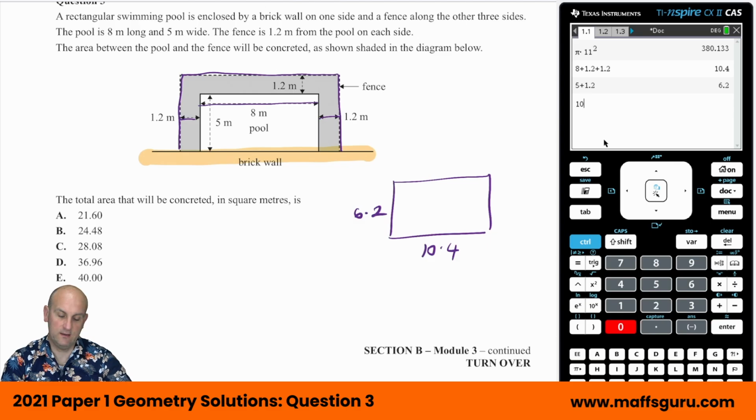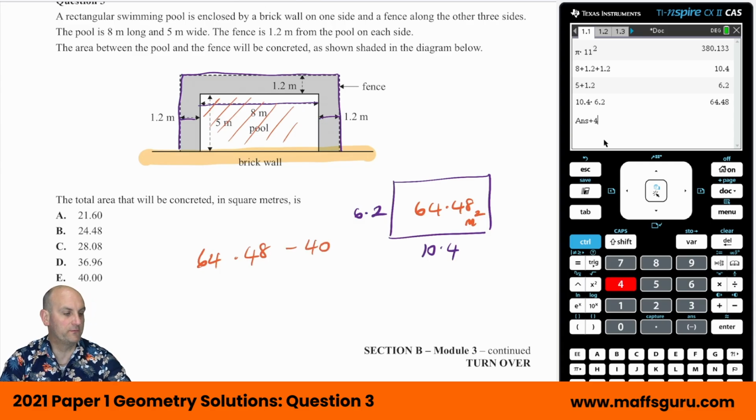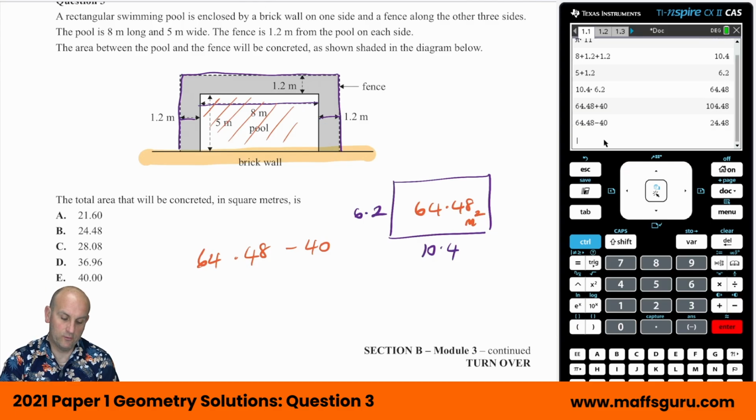So if I now do 10.4 times 6.2, I get 64.48 square meters. That's the outside. And then all I need to do now is subtract the area of my inside pool, which is 8 times 5 or 40. So if I do 64.48 and I take away 40, so minus 40, and again, see what I did there? Muppet. Minus 40 gives me 24.48. B is my correct answer.